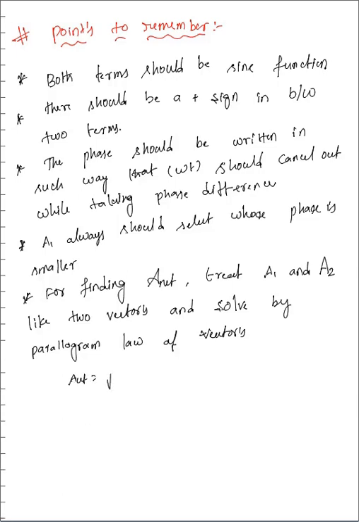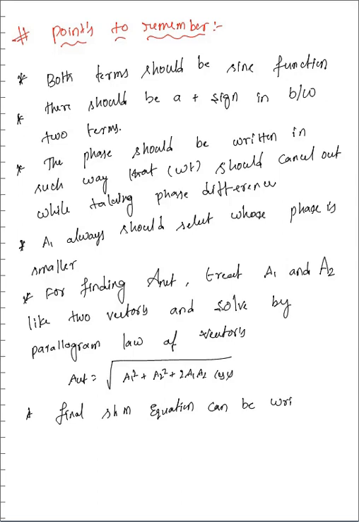A net can be written as A1 square plus A2 square plus 2 A1 A2 cos phi. So then what do we need to write? The final SHM equation can be written as y equal to A net sin(omega t plus or minus alpha).